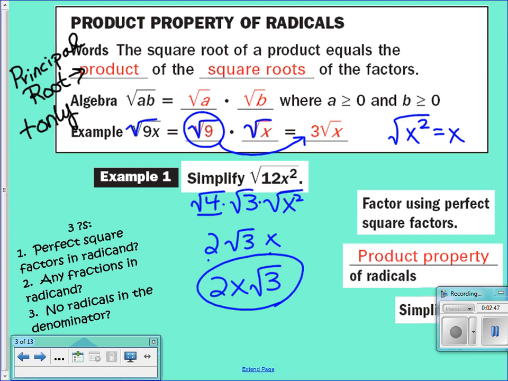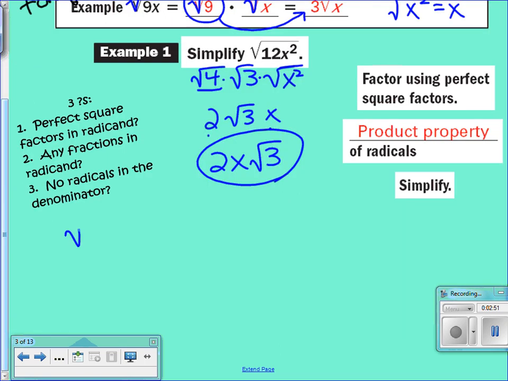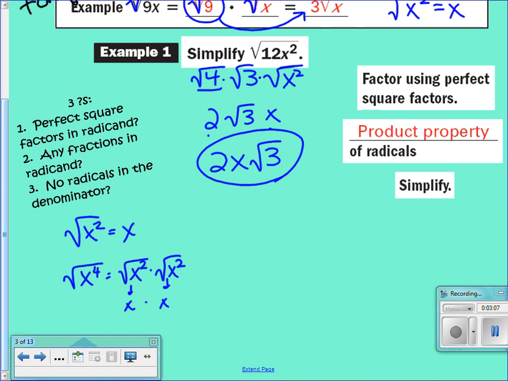Let's talk a little bit more about square rooting variable terms. So the square root of x squared equals just plain x. Well, think about what x to the 4th would mean. X to the 4th means x squared times x squared, right? That's the square root of x squared times the square root of x squared. Well, this is x, and this is x. So this actually means x squared. So the square root of x to the 4th is x squared.